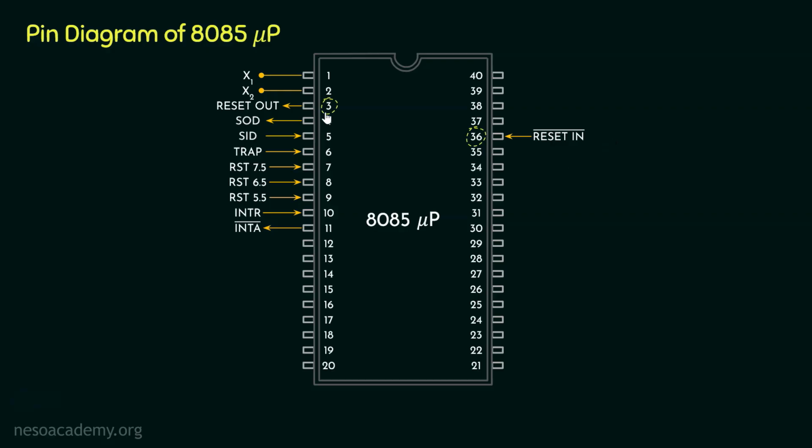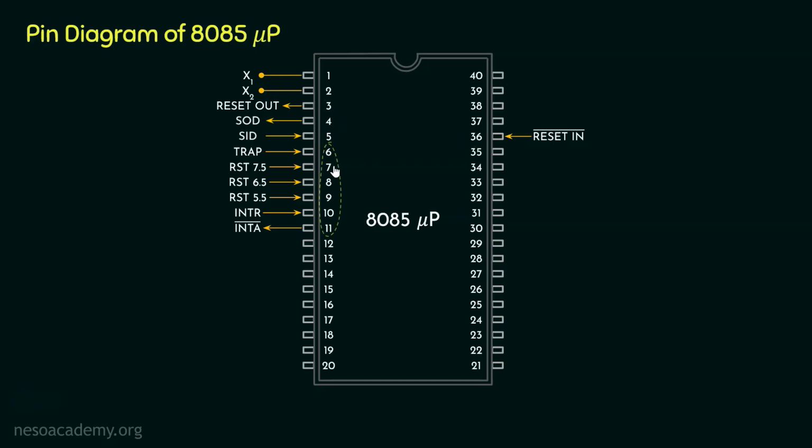Now coming to the pin number 3, which is called reset out, it is an output pin. Now this pin is used to reset the peripherals or devices which are connected to the 8085 microprocessor. After this, we learnt about the pins 4 and 5. SOD is the output pin, which is used for serial output. SID is the input pin, which is used for serial data input.